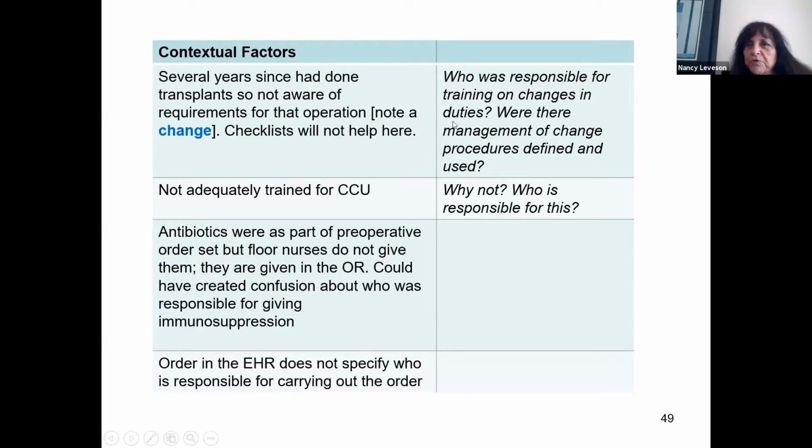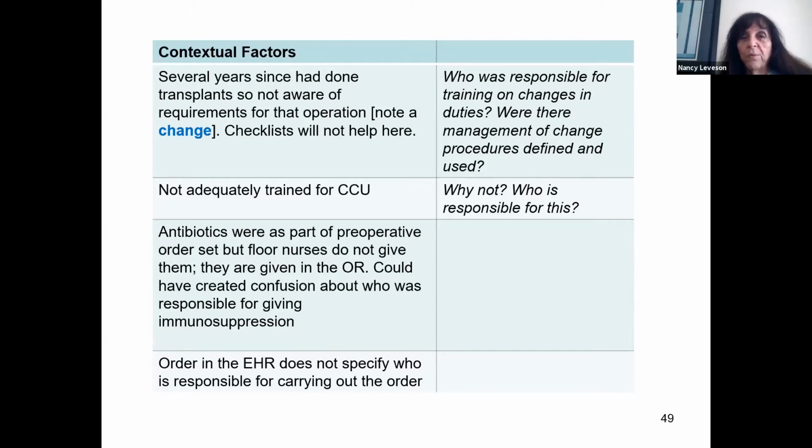Who's responsible for training on the changes? Was there a management of change procedure that was defined and used? Because this was a new change in procedures. What did they do when they were changing procedures? Obviously not enough. She wasn't adequately trained for the CCU. Why not? Who's responsible for this? Why was she assigned to the CCU when she wasn't trained as a CCU nurse? That's a good question. We're going to have to look that up.